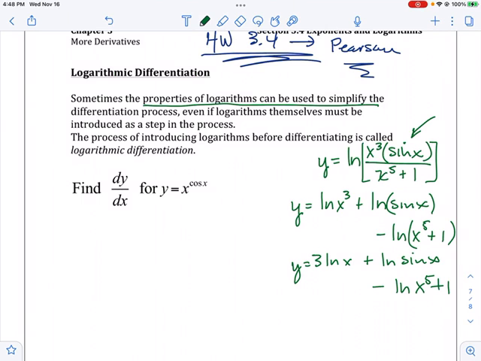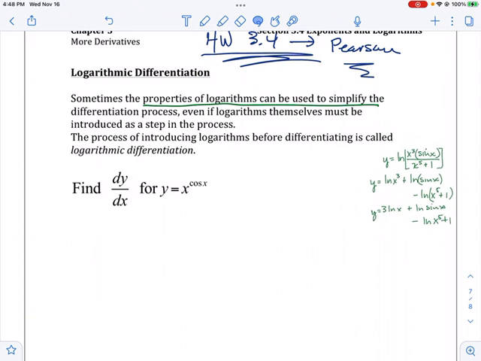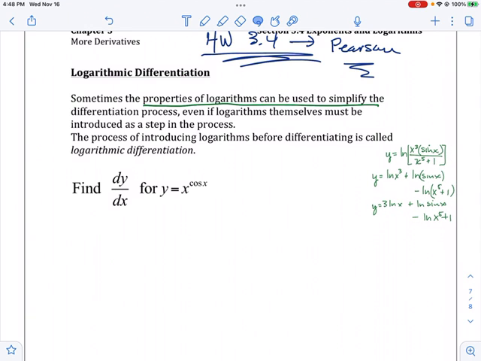So logarithm rules are tremendously helpful when you're working with expressions such as logarithms, and you can transform them, but they also have a use when you're working with expressions where the variable is in the base and the exponent at the same time. Okay, so that's what we're going to do here. We're going to find dy dx for this last one. So y is equal to, I'm going to leave a little space, x to the cosine x here, right?